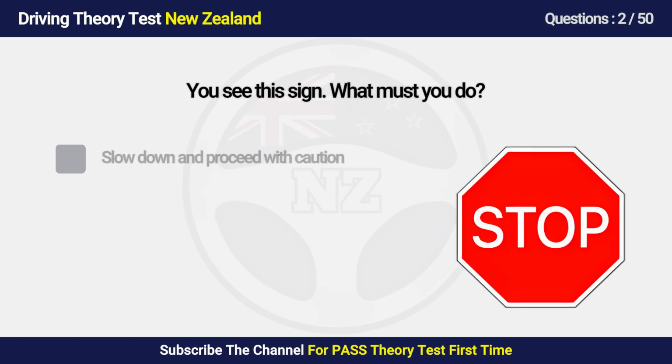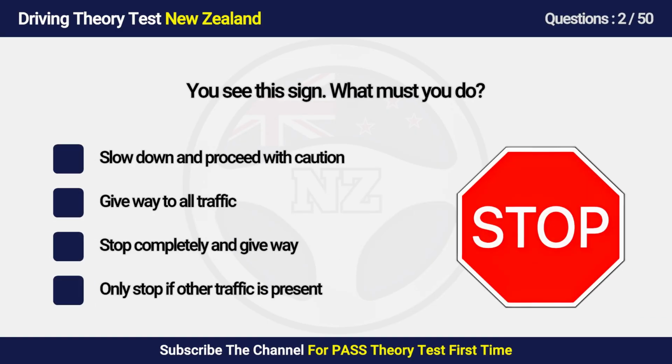Question 2. You see this sign, what must you do? A. Slow down and proceed with caution. B. Give way to all traffic. C. Stop completely and give way. D. Only stop if other traffic is present.